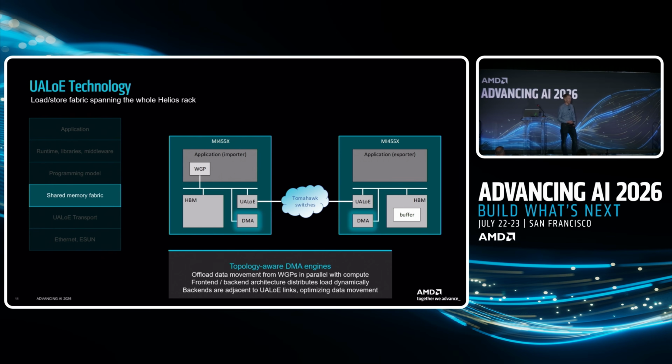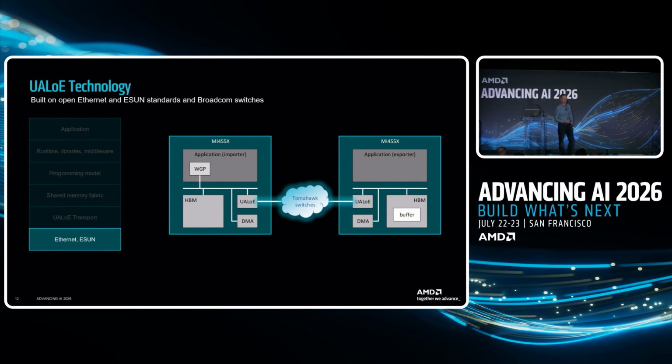The backends are responsible for doing the actual data copies, so reading from local memory and writing across to remote memory. And a key point is that these DMA backends are distributed so that they're adjacent to the UALoE network adapters. And that means that the data transfer is very, very efficient. And it also means that with a single DMA request or a single DMA request queue, you can leverage all of the huge bandwidth of the scale-up interconnect. So it's very, very easy to get high performance with very little work from software.